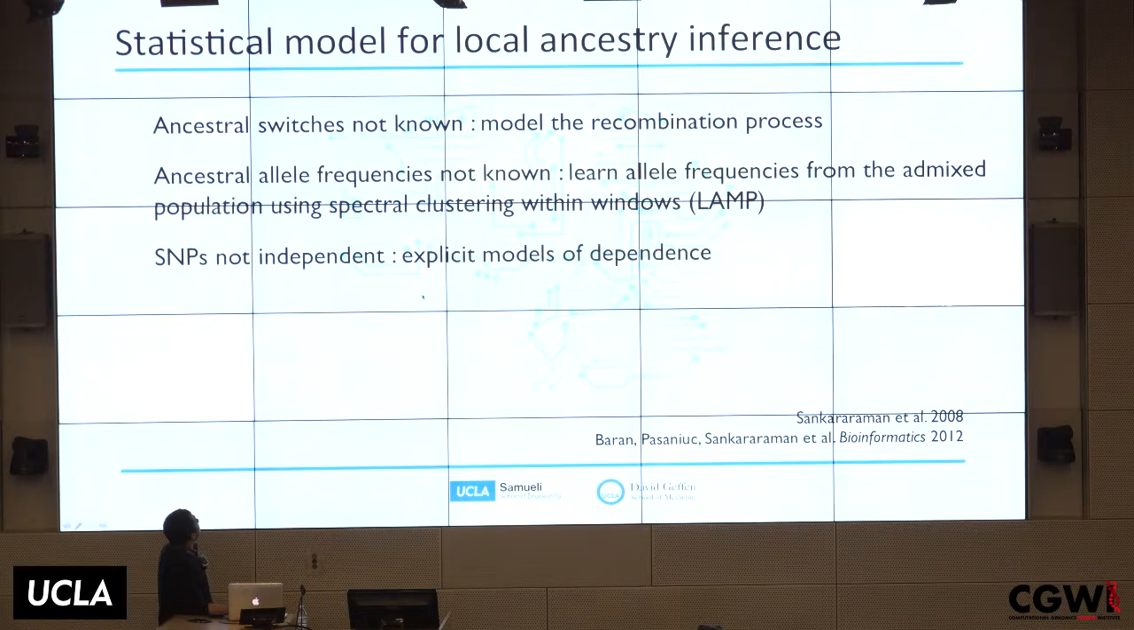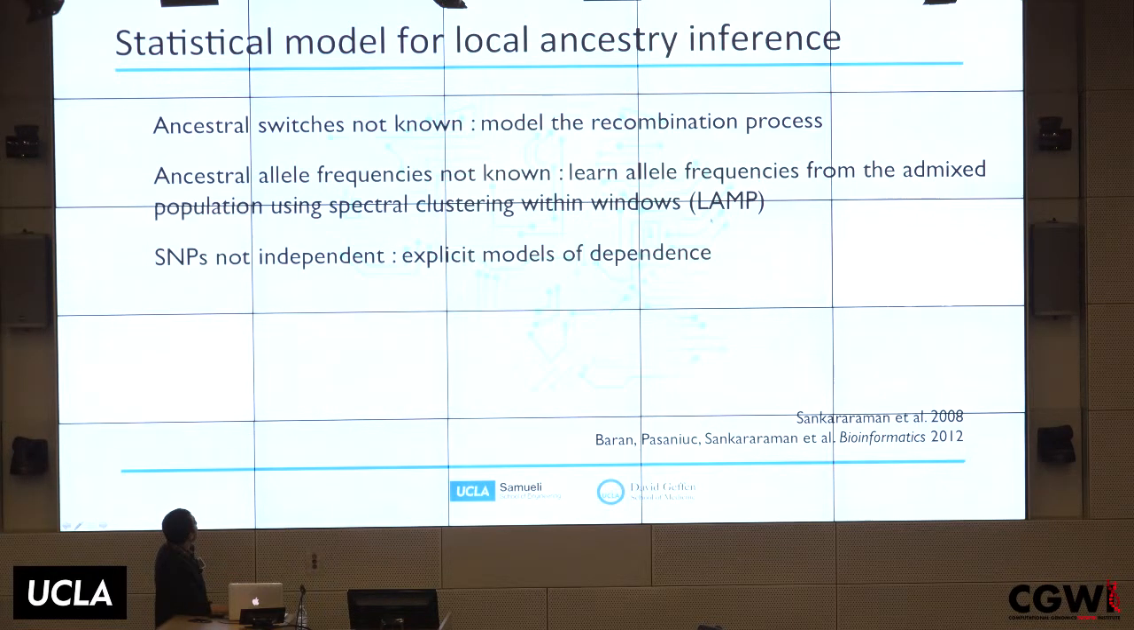A second complication is often these allele frequencies. What is the frequency of the one allele in the red or the blue population is either not known or it's noisy. In that case, we try to learn the allele frequencies from the admixed population itself using an unsupervised learning approach. Specifically, we do some kind of spectral clustering within windows along the genome, and that tells us what the potential ancestral allele frequencies are across every window along these populations. This was implemented in a software program that we call LAMP.